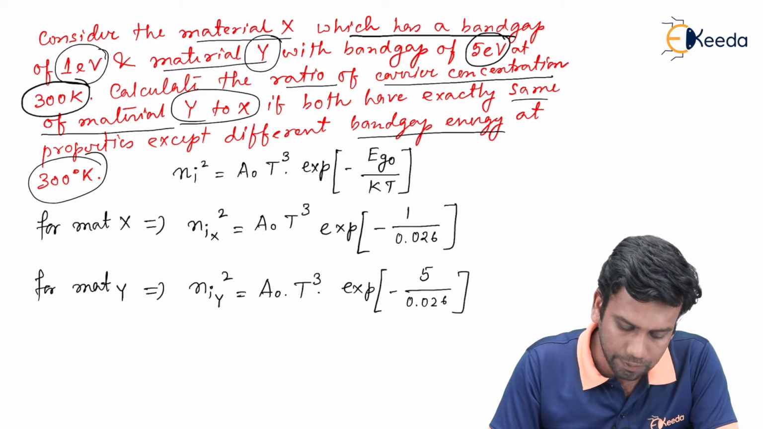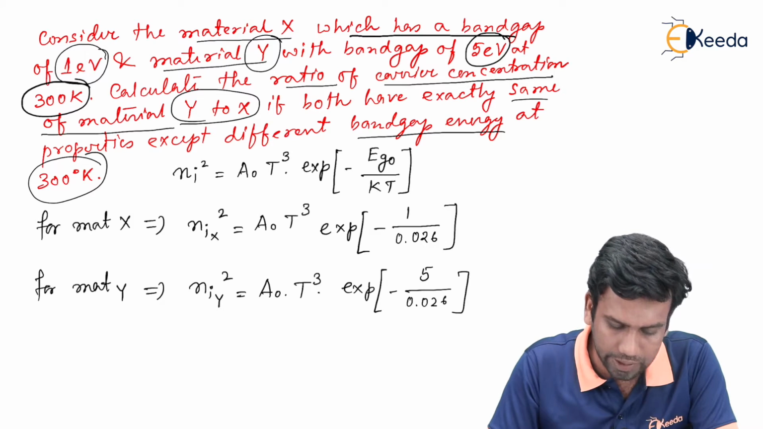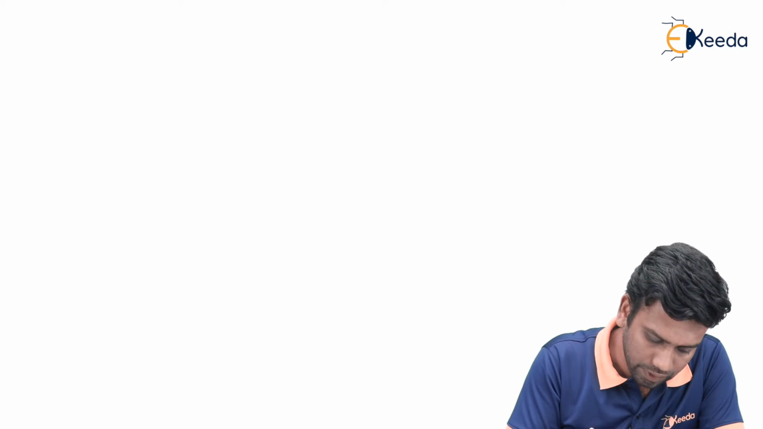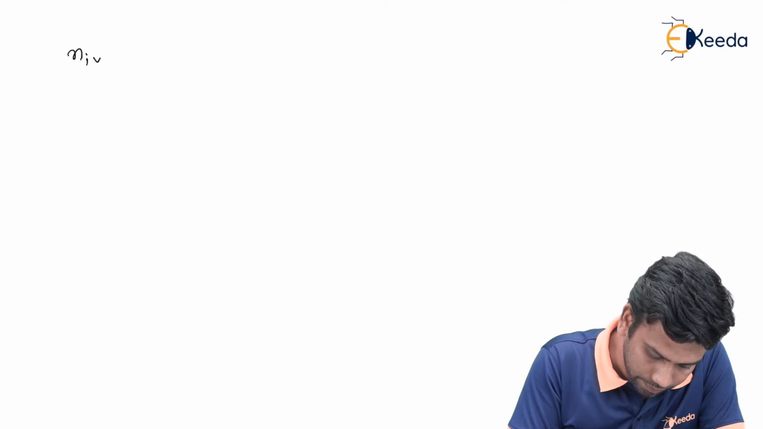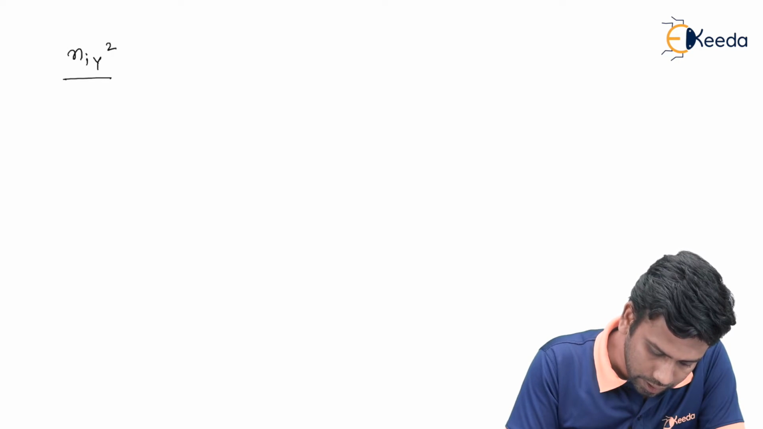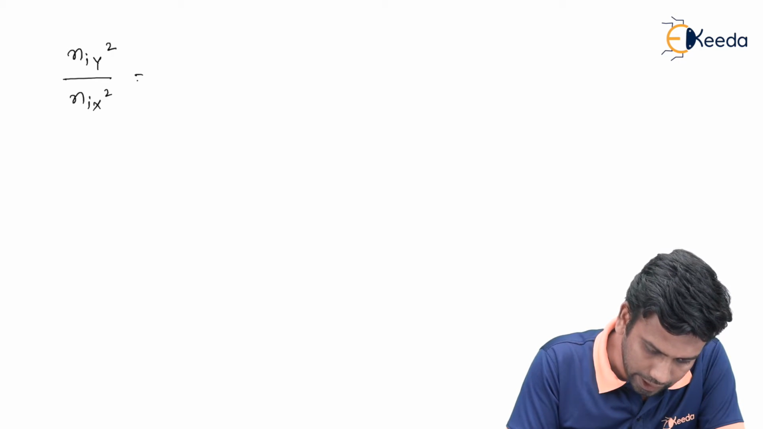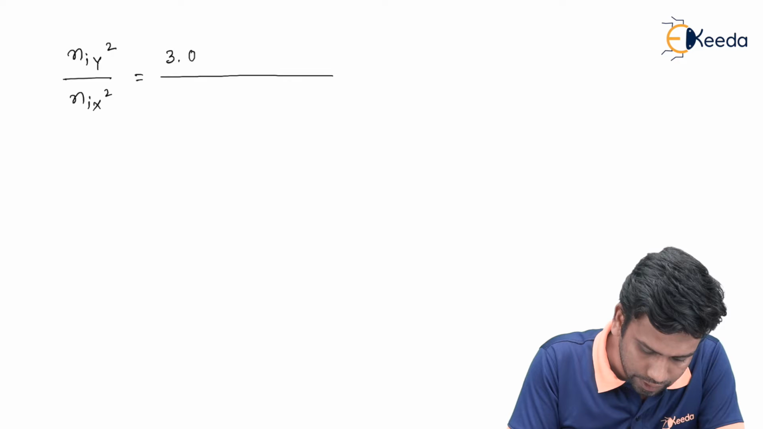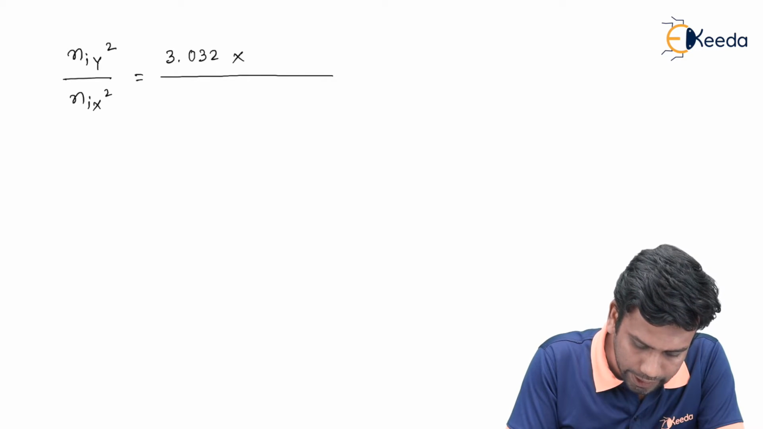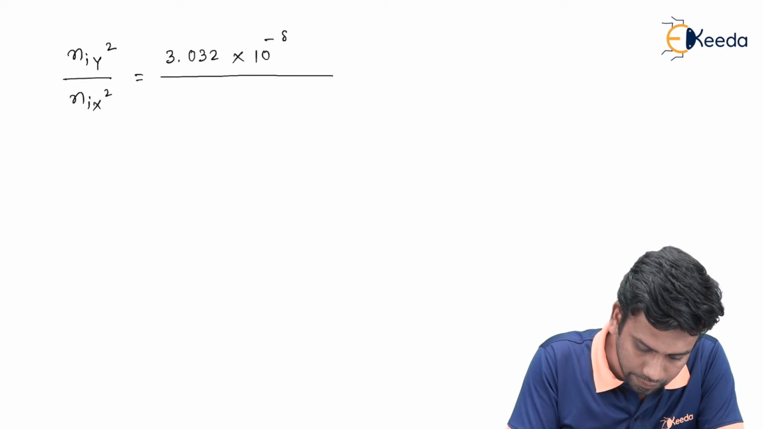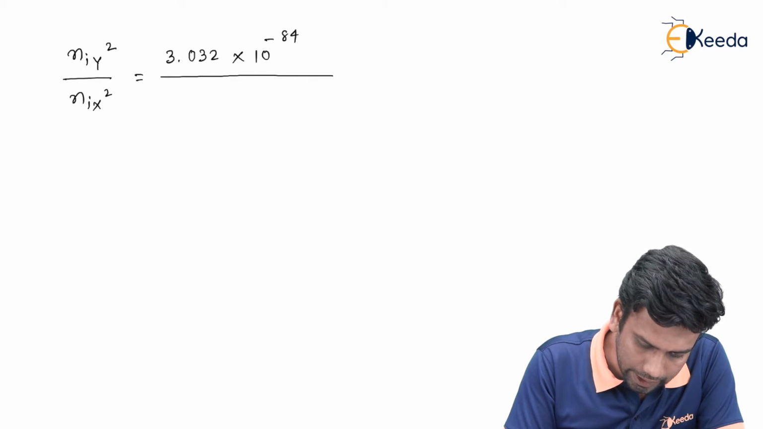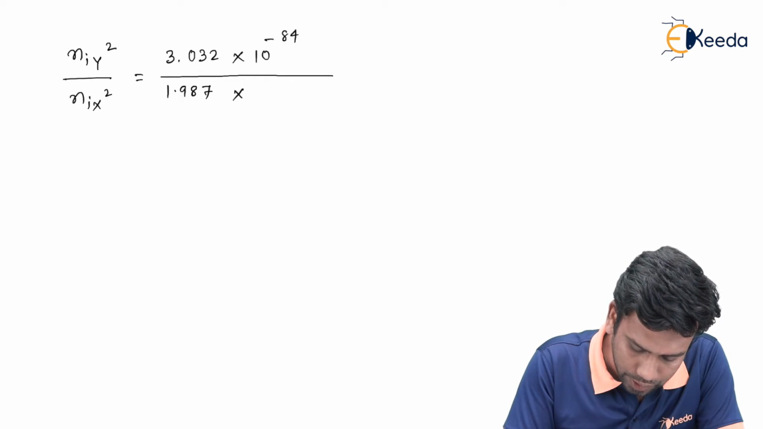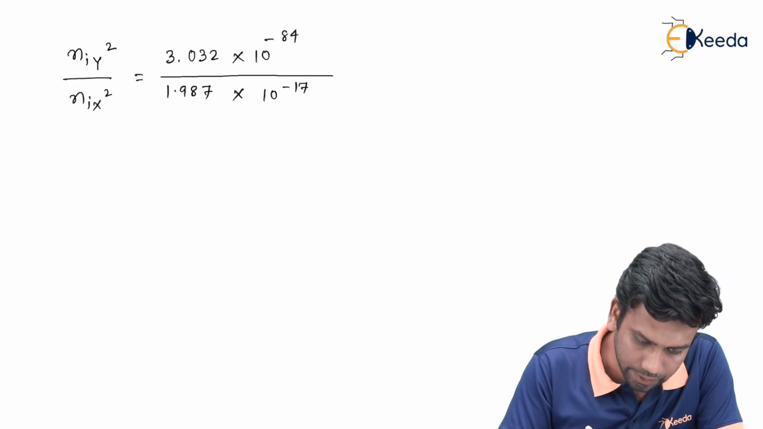Now we have to find the ratio of the carrier concentration of the materials Y to X. That means we have to find ni Y by ni X square, that can be written as 3.032 into 10 to the power minus 84, and ni X will be 1.987 into 10 to the power minus 17.